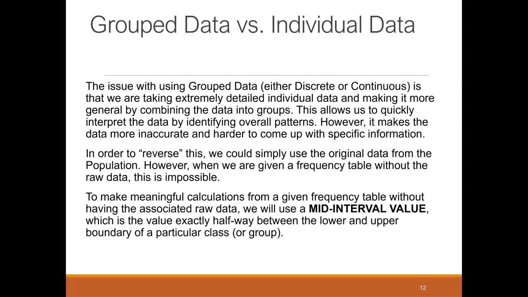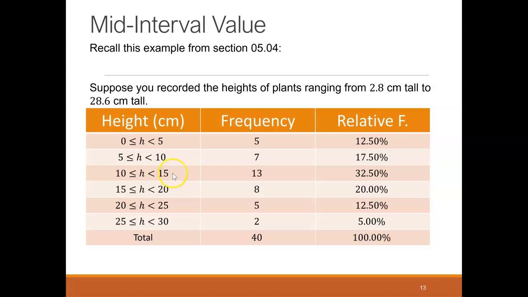So if I want to make a calculation and all I have is a grouped frequency table and I don't have any of the raw data, I have to make an approximation. To make that approximation, I'm going to use something called a mid-interval value, which is just the halfway point between the upper and lower boundary for the particular category or group. So let's see an example here. Let's go back to this plants example. So here's our scenario. This is our grouped frequency table.